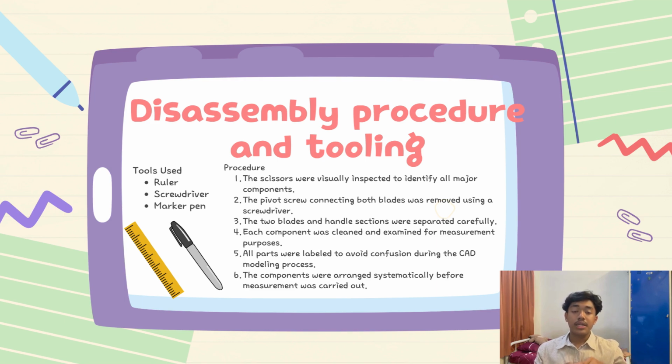Thirdly, the two blades and handle sections were separated carefully. Fourth, each component was cleaned and examined for measurement purposes. For the fifth step, all parts were labeled to avoid confusion during the CAD modeling process. And for the last step, the components were arranged systematically before measurement was carried out.